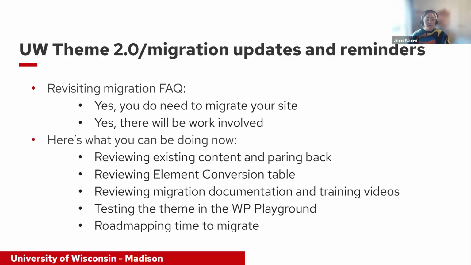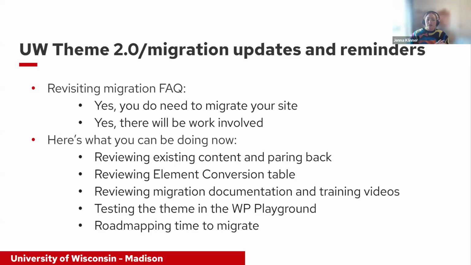And in that same vein, we wanted to make sure you knew what you could be doing now if you have not started yet. And that includes reviewing existing content and kind of paring it back, reviewing the element conversion table, which I can grab a link for unless Matt, you're able to grab that from the KB. The element conversion table just shows you how page elements in UW Theme Classic will migrate over to UW Theme 2.0 blocks. You can review the migration documentation and training videos that are in the knowledge base.